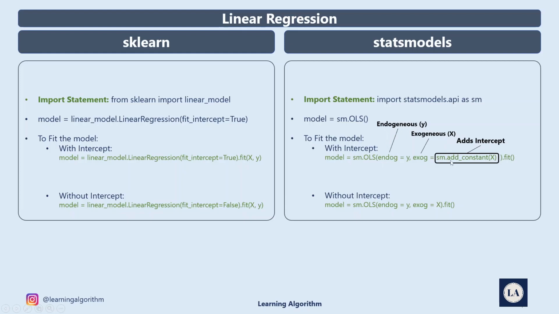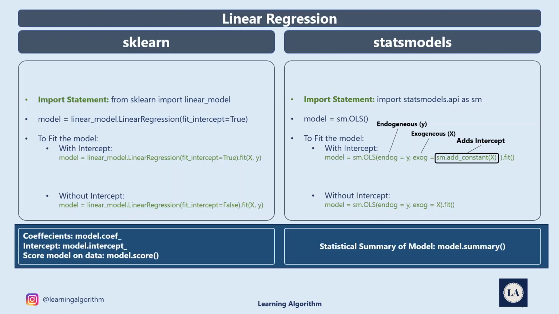Now, we were discussing earlier whether to add an intercept or not, and here is where you make that decision in Statsmodels. sm.add_constant actually adds an intercept term to x. So naturally, if you were to fit the model without intercept, you would just write model equals sm.OLS, endog equals y, and exog equals x. And this fits the model without an intercept.